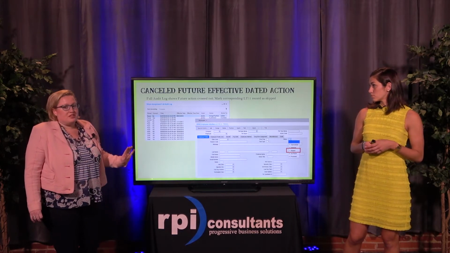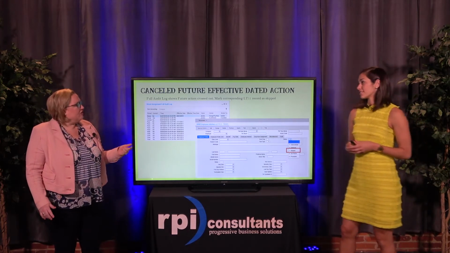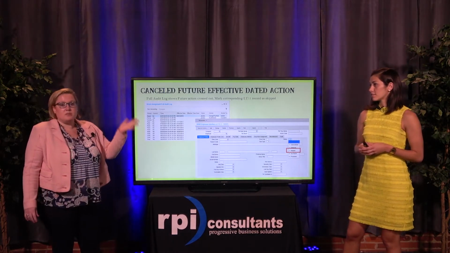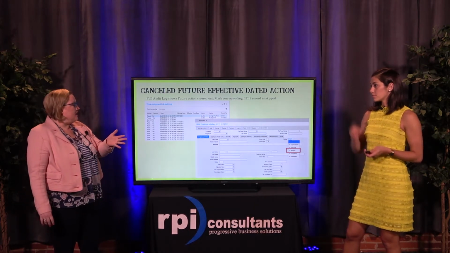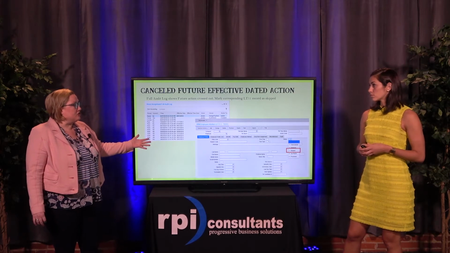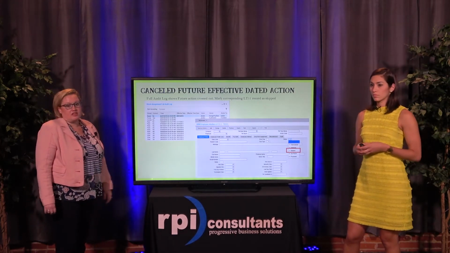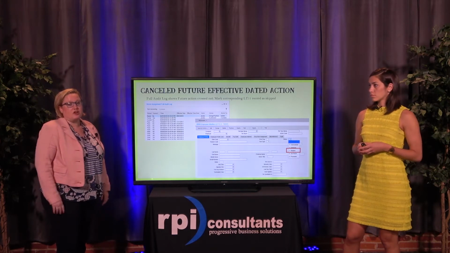But wait, there's more. Because it's been saved, depending on how your interface is set up, most likely it's been interfaced over to S3, and you have a future effective dated LT11 record sitting out there. So you're going to want to go into the LT11 and skip that record to make sure that doesn't get processed into the employee's record in S3.